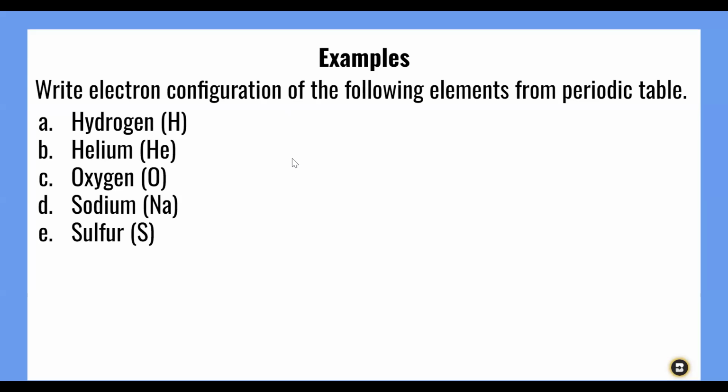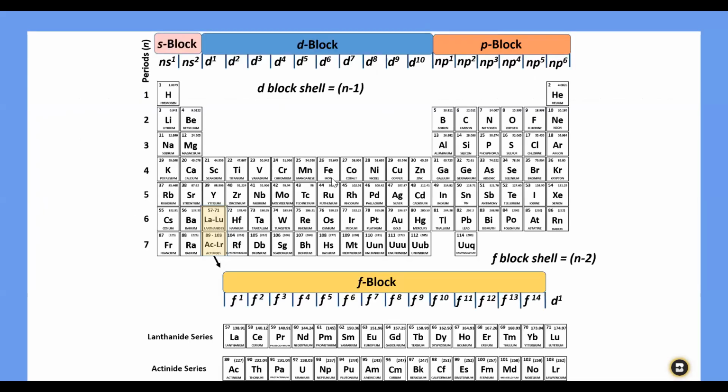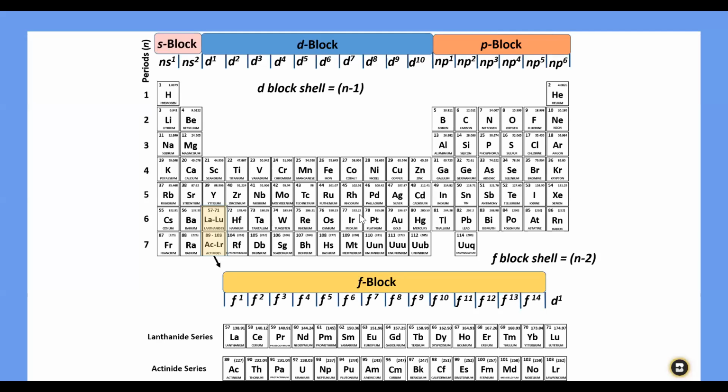What I want you to do is take a picture of the periodic table, because we'll be looking at it as we do the examples. Also, get a blank paper and write down what I will say.